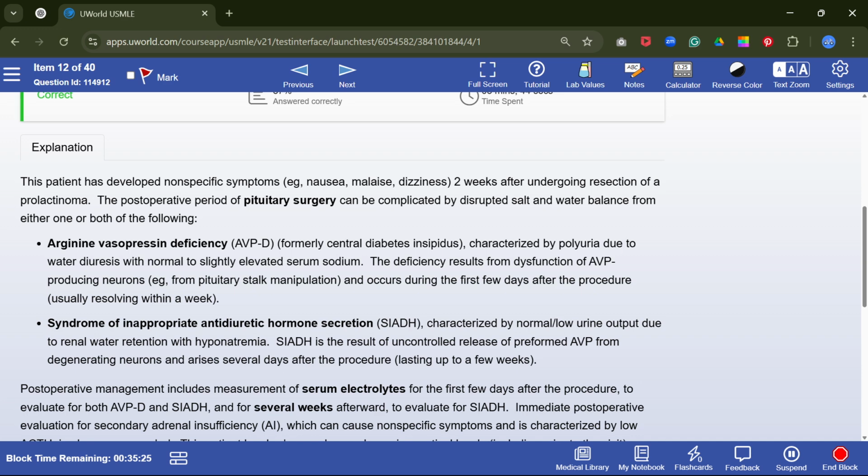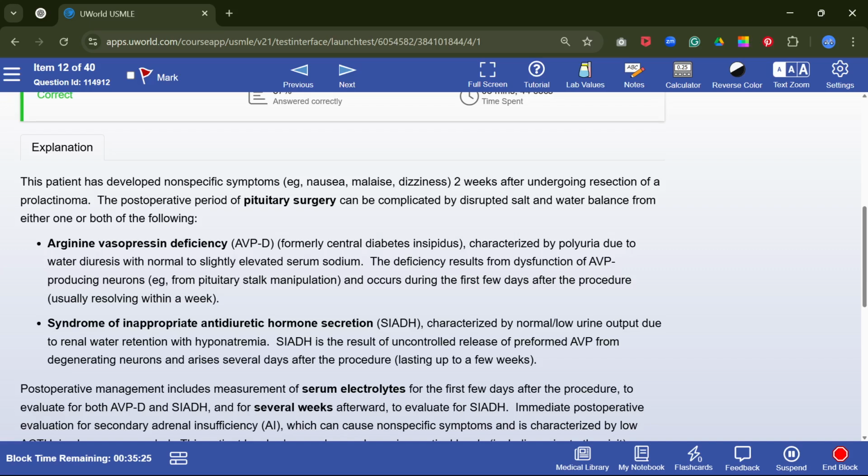Syndrome of inappropriate antidiuretic hormone, or SIADH, is characterized by normal or low urine output due to renal water retention with hyponatremia. SIADH is the result of uncontrolled release of preformed AVP from degenerating neurons and arises several days after the procedure, lasting up to a few weeks. Post-operative management includes measurement of serum electrolytes for the first few days after the procedure to evaluate for both AVP deficiency and SIADH, and for several weeks afterward to evaluate for SIADH.